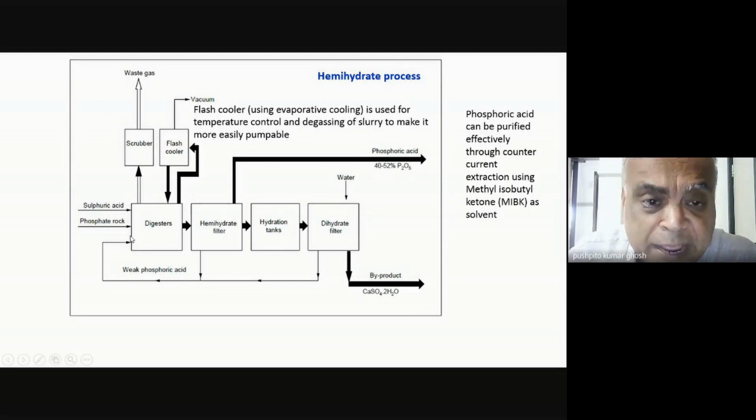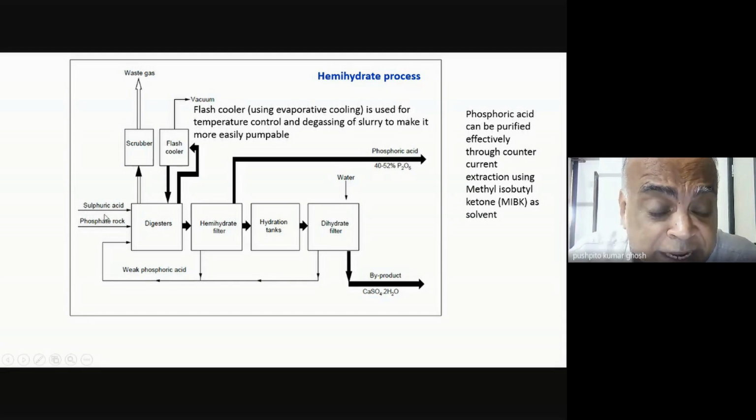So let's look at this process in some detail. Right? So in the hemihydrate process, as you saw, you'll end up making about 40 to 50% P2O5 in the phosphoric acid. Now, you're taking in phosphate rock, you're adding sulfuric acid, okay? But I'll show you the cleverness of this process, okay? And obviously there is heat which is applied, okay?